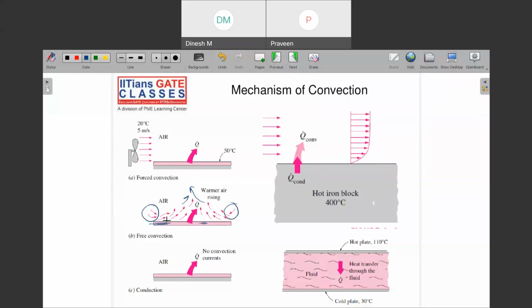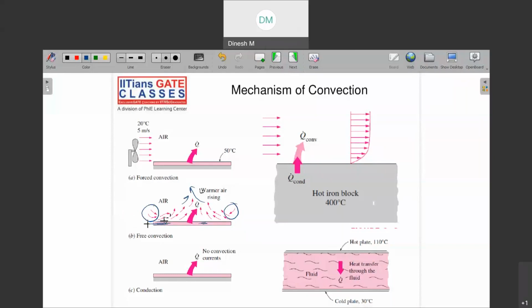What happens is that once they are rising away, they are creating some space for other fluid to come in, and then other fluid will come in, and then they will rise up. And what happens in this mechanism is that every time air is coming here into the picture, and they are picking away the heat and they are rising. So this is free convection, because you are not trying to provide any external source to cause the flow, but this is rising due to the buoyancy effect.